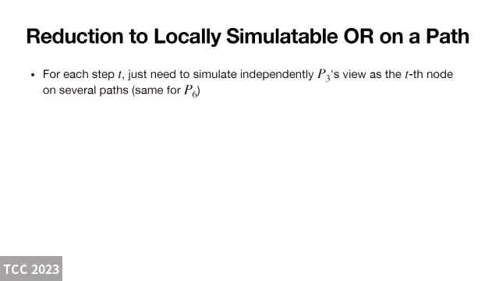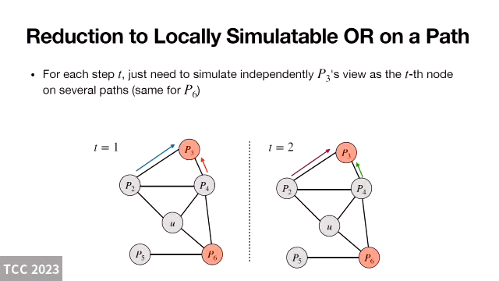Okay, and actually, all it needs to do is for each time step t, it just needs to simulate independently P3's view as the tth node on some paths. And the same for P6. So in particular, for time t equals 1, it just needs to simulate P3's view as the 1st node on this path and the 1st node on this path. Then at time t equals 2, it just needs to simulate P3's view as the 2nd node on some path coming from here and some path coming from here. And this just can be done using local simulation.